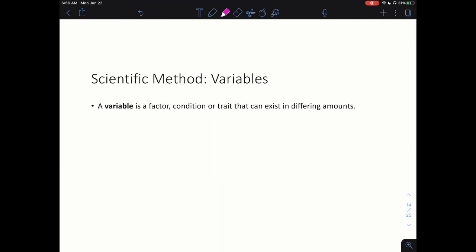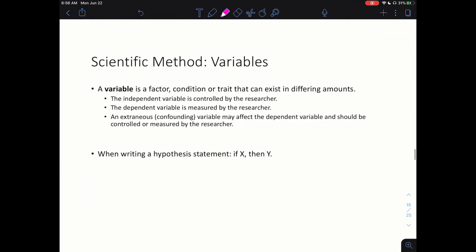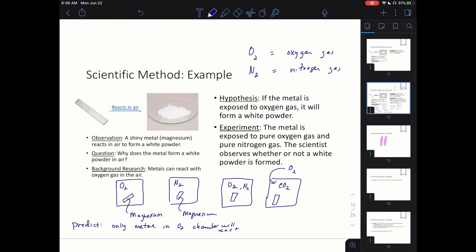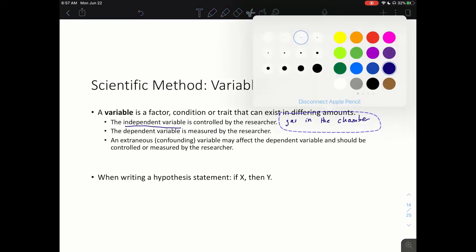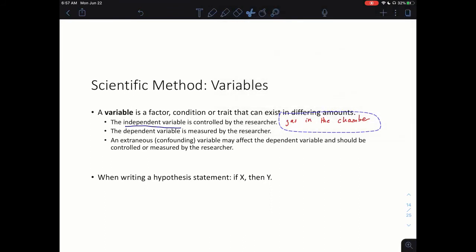A variable is a factor, condition, or trait that can exist in differing amounts. Okay, that's very vague and universal. There are different types of variables. There's the independent variable, which is controlled by the researcher. For example, what do you think the independent variable was in my experiment? Yes, in my experiment, the independent variable was the gas in the chamber. That was controlled by me, the researcher. I decided if it was oxygen gas, nitrogen gas, or a mixture of gases.